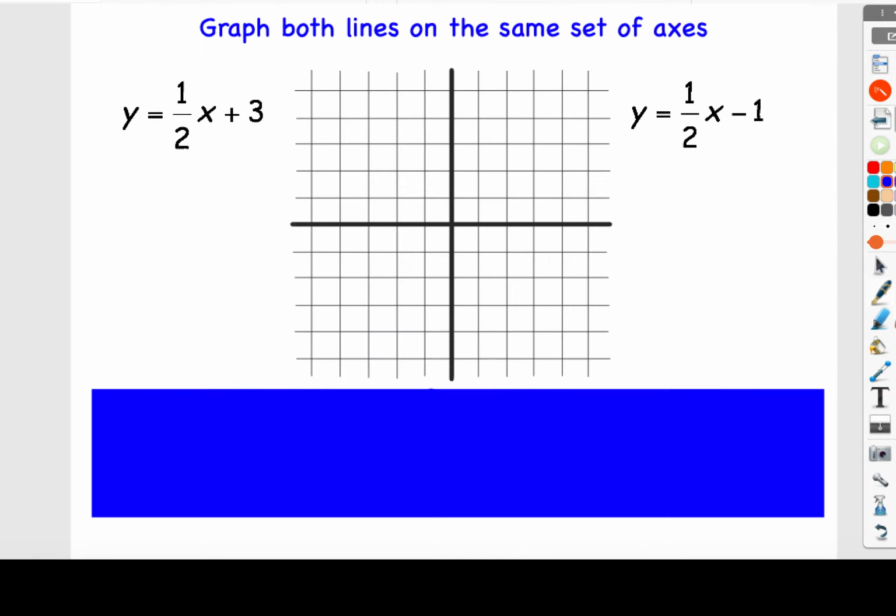So let's go ahead and try a couple more problems here. If we can identify the slope, right? Again, what was multiplied by x is my slope, and my y-intercept is what's added on.